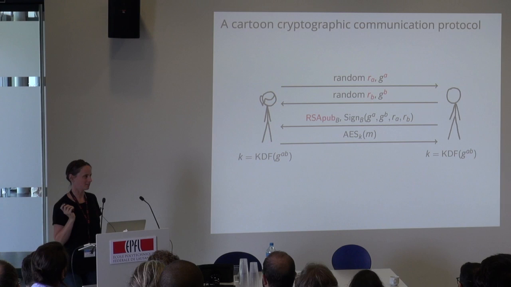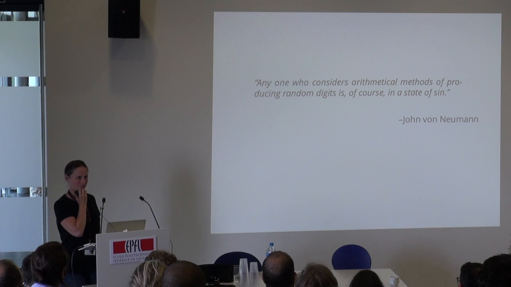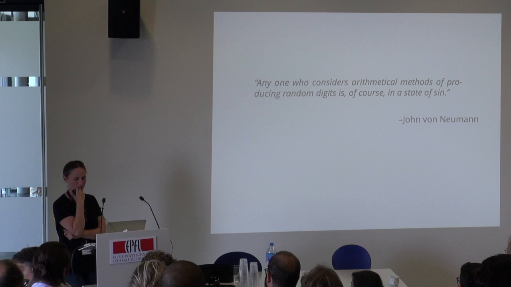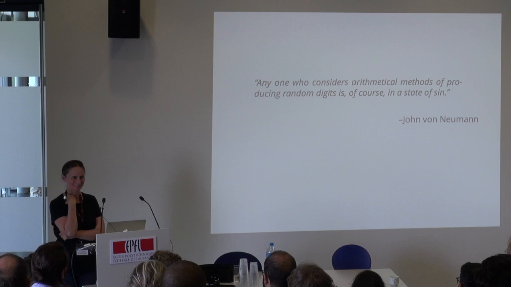We're probably mostly computer scientists in this room, so we have to go back to von Neumann and ask, what are computers doing? Arithmetical methods of producing random digits. So we are all in a state of sin, according to von Neumann.